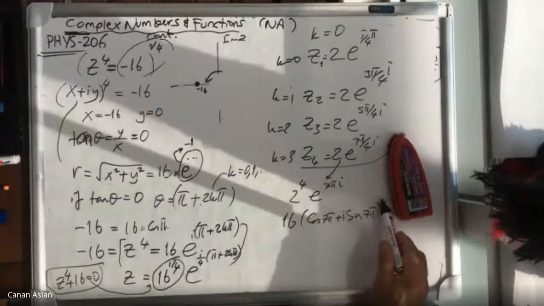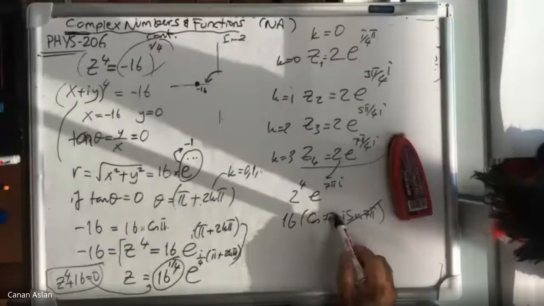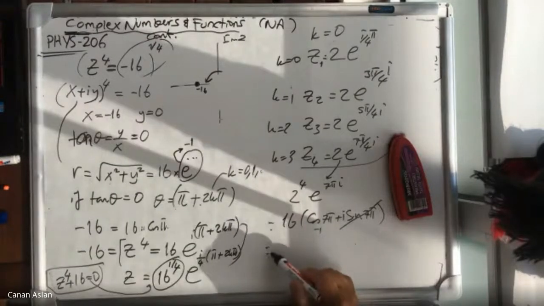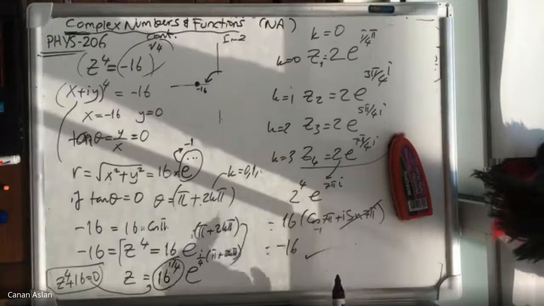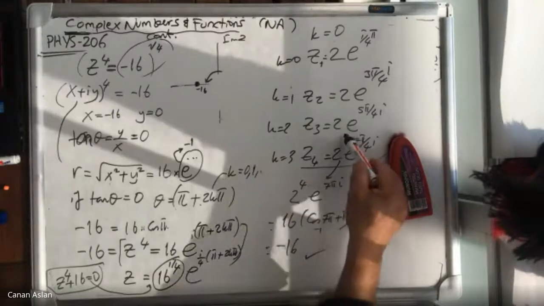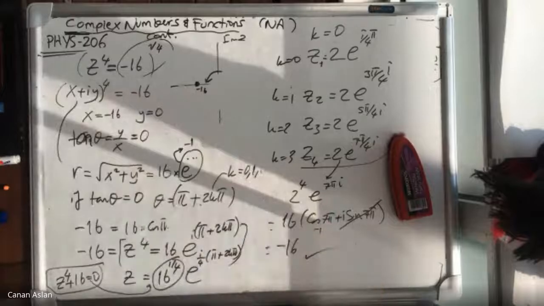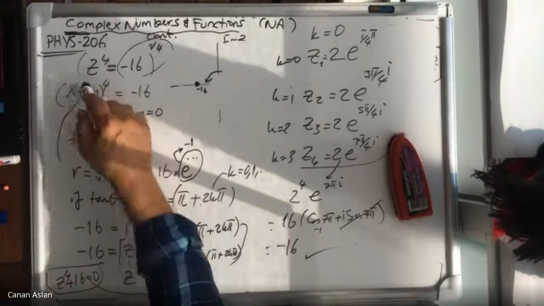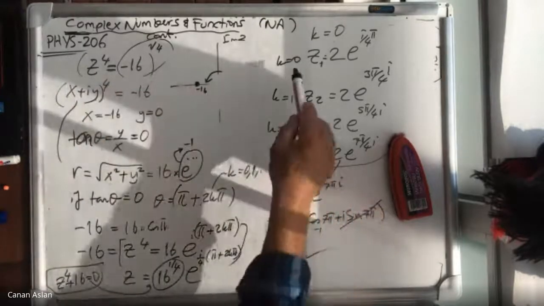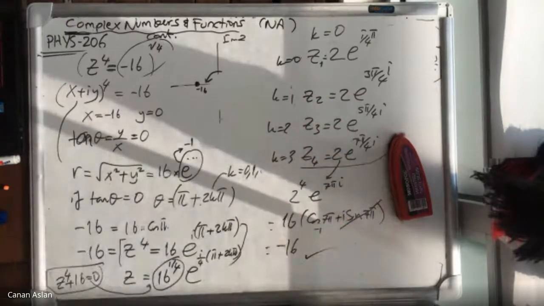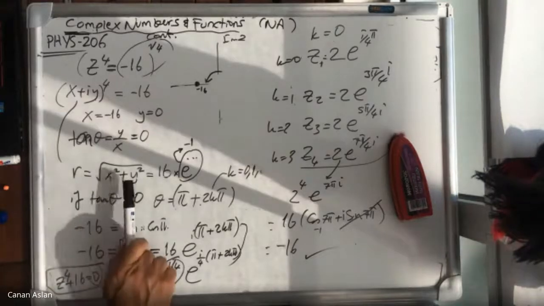So sine will always give you 0, and cosine 7 pi, which is an odd number, gives you just -1, so it's equal to -16. So it checks. If you put all these values into this equation, you get the solution. The solution of this equation is just 4 of them, for k equals 0, 1, 2, 3, and these are given by these values. So we obtain this solution.